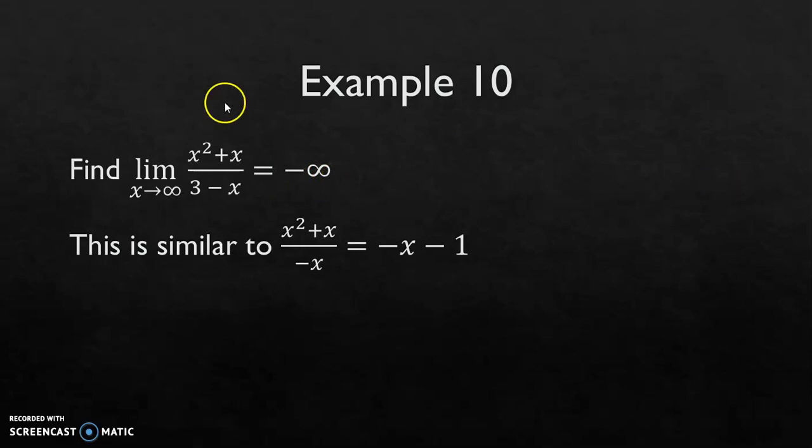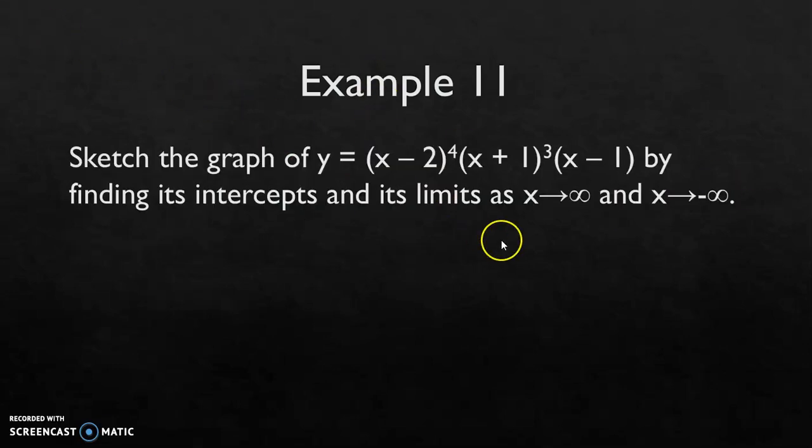Okay, we have one last example. We're given this example. It says sketch the graph of y equals this function by finding its intercepts and its limits as x approaches positive infinity and x approaches negative infinity. So the first thing we're going to do is find its zeros. We have 2 with multiplicity of 4, negative 1 with multiplicity 3, and 1 with multiplicity of 1. Okay, so those are our zeros.